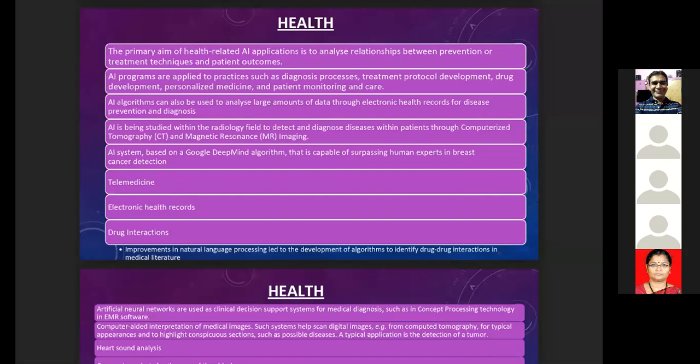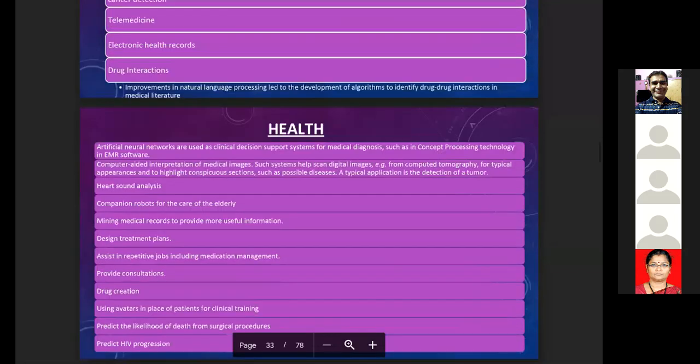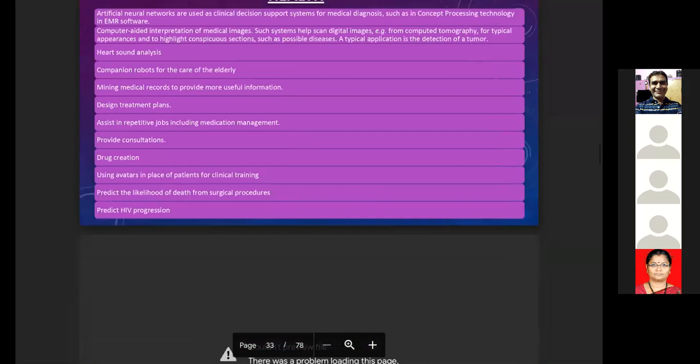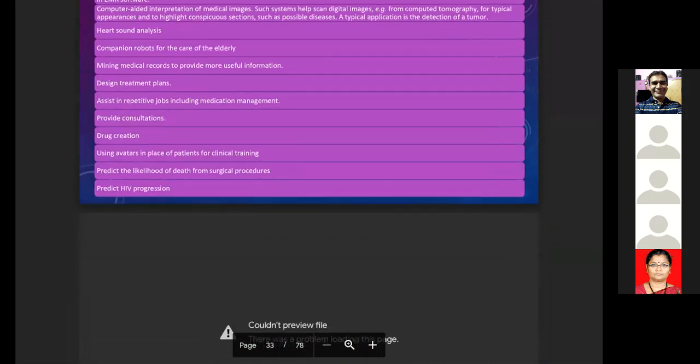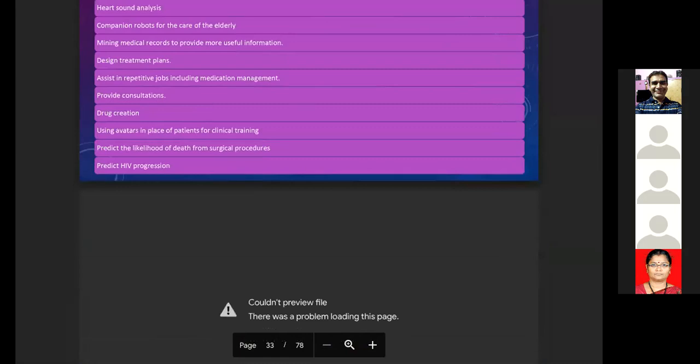If you have a progression, you have some type of drug creation. We are all facing the pandemic of COVID. Nowadays, drug preparation is the main criterion, right? So we are doing it with the help of artificial intelligence, or you can say machine learning. And we are able to predict very well before even developing it and spending a colossal amount, and we are able to develop it accordingly.